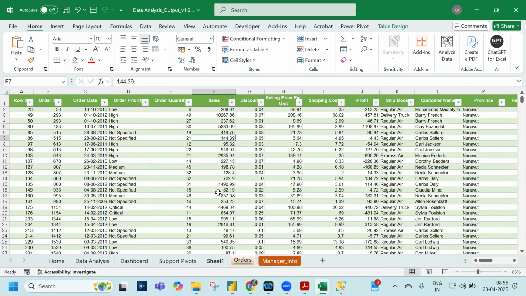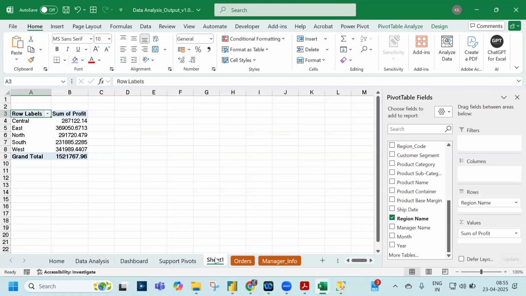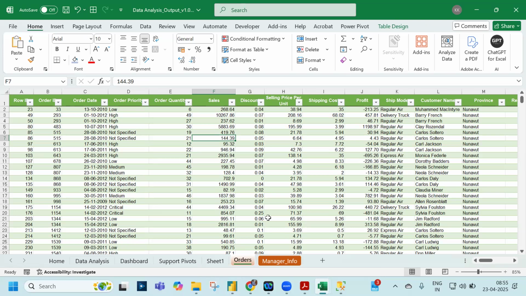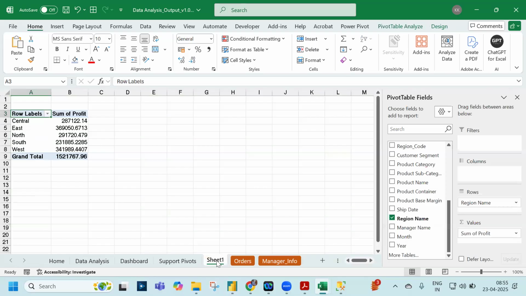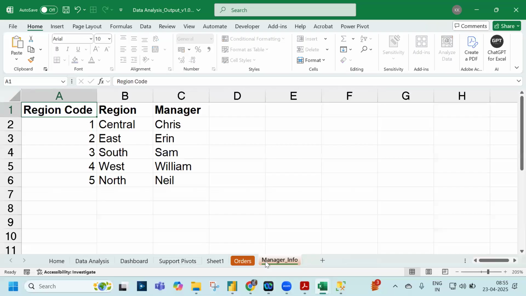Okay, so this is all good, but business has a question. I'll ask this question and I'll give you 5 seconds only. You have so much data and you summarized it, and the business asked you, which region has the least profit? Time started. 1, 2, 3, 4, 5. Which region has the least profit?